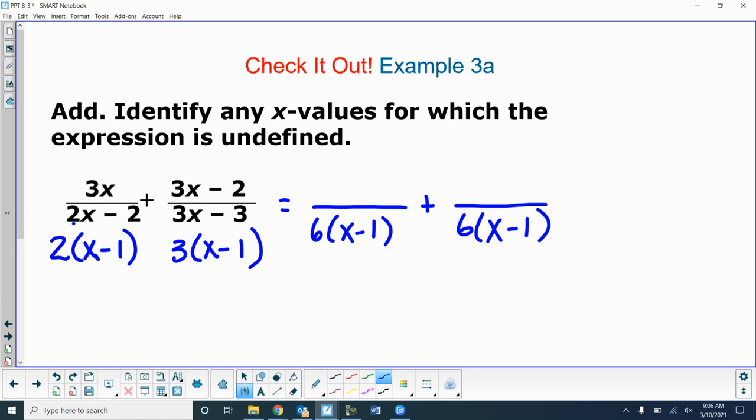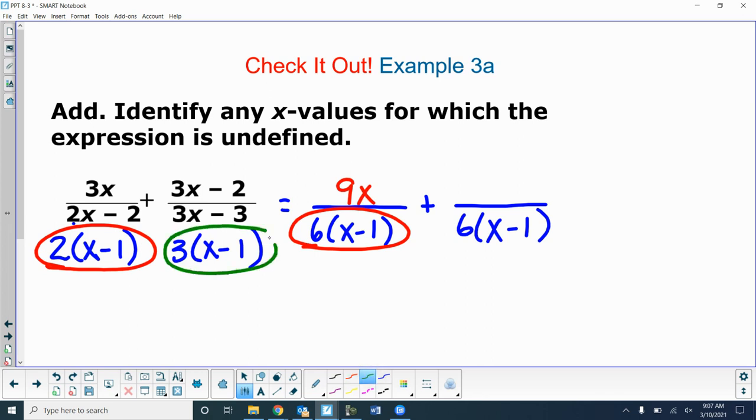Now, look at the original denominator. Just look at this one right now and this one. What did I do to this one on the left to get this? Multiply by 3. So what's this numerator? 9x. Look at this one and this one. What did I do to it? Multiply by 2. So what's this going to be? Right. I'm going to multiply 2 times 3x and 2 times negative 2.